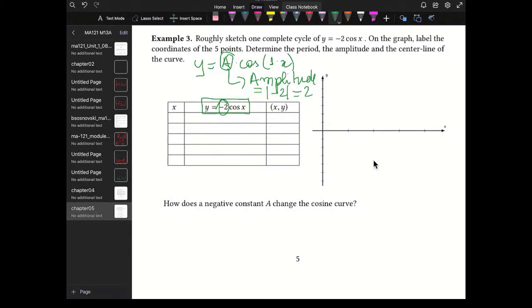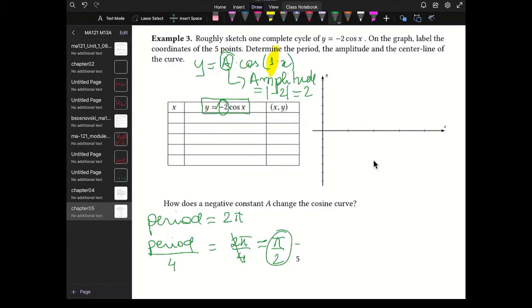Now, the period of the basic function is the same as before. Because there is a 1 in front of x, the period is 2 pi, the same as for sine. And the quantity that I use for the 5 key points is the same. So I take the period of the function and divide it by 4. So that is 2 pi over 4. You can see it's the same computation. So the quantity, again, is going to be pi over 2.